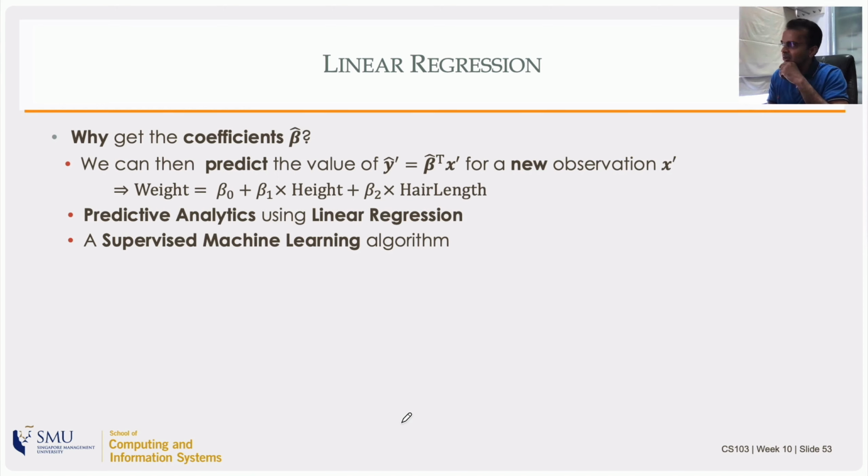So now you might ask, why are we doing this? Why do you want to get this model? What's the purpose of getting the parameters beta? Because once you have the model, you can predict a new weight. If a new person comes in, I don't have a weighing scale, but I only have ways of measuring the height and the length of hair. Once I have the model, I can actually predict what the weight is going to be. And this is basically the basis of predictive analytics using linear regression.